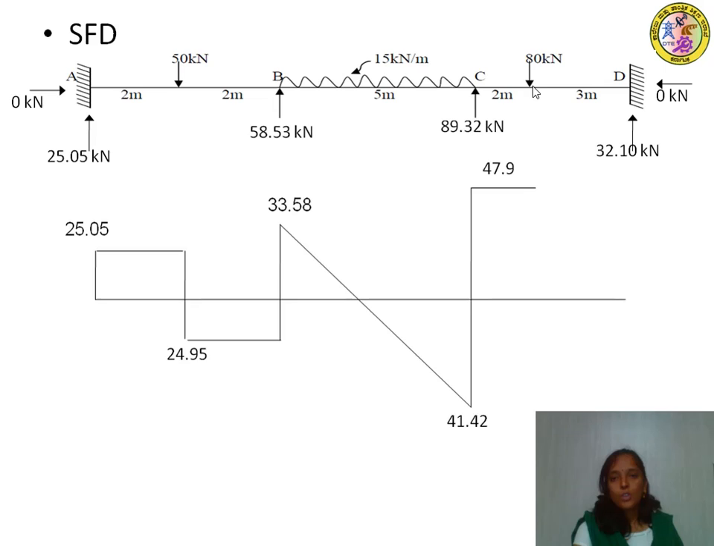Then shear force to the right of F, we have a downward force of 80 kilonewton. Therefore plus 47.9 minus 80 will be equal to minus 20.57. So draw a line such that you get an ordinate of 20.57 in the downward direction. Next, from right of F to the left of D, we don't have any forces, therefore the shear force variation will be constant, and then the shear force to the right of D will be equal to minus 20.57 plus 32.1.